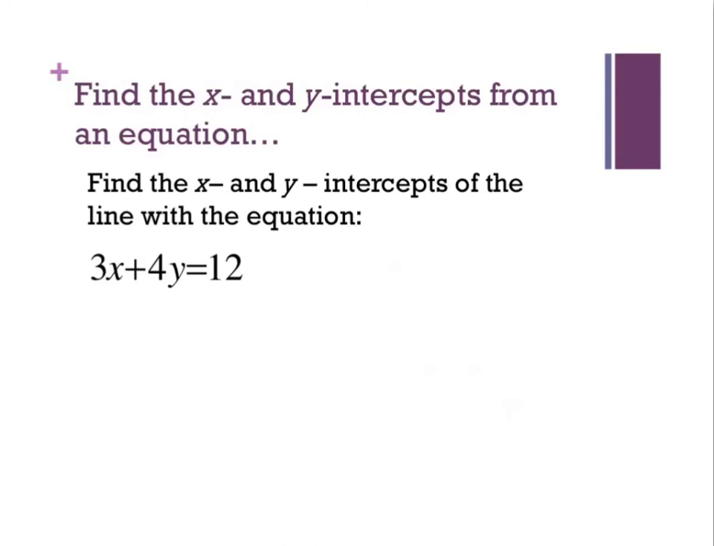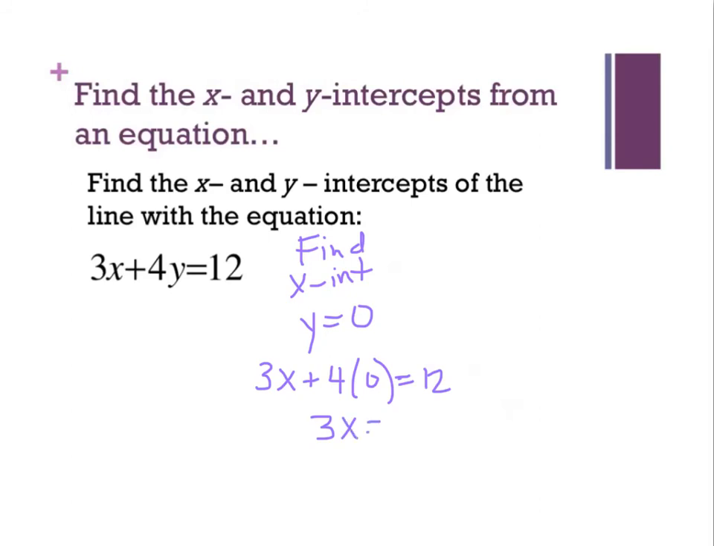Well, it's actually really easy to find the x and the y-intercepts. Okay? To find the x-intercept, plug in y equals 0. So take your equation over here, and instead of y, replace it with a 0. Now you solve, and you have found the x-intercept. So 3x plus 0 is just 3x. 3x equals 12, divide by 3, x equals 4. So the x-intercept is 4.